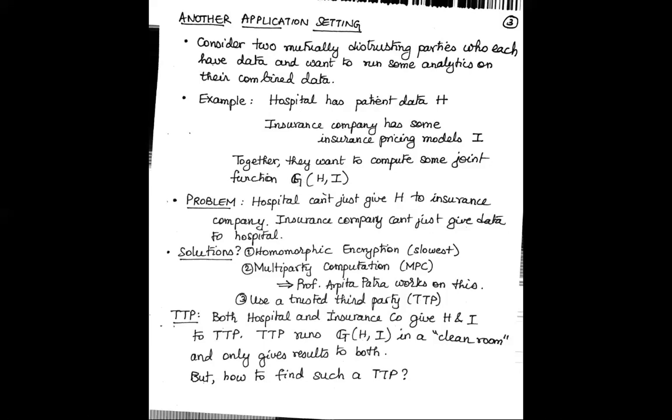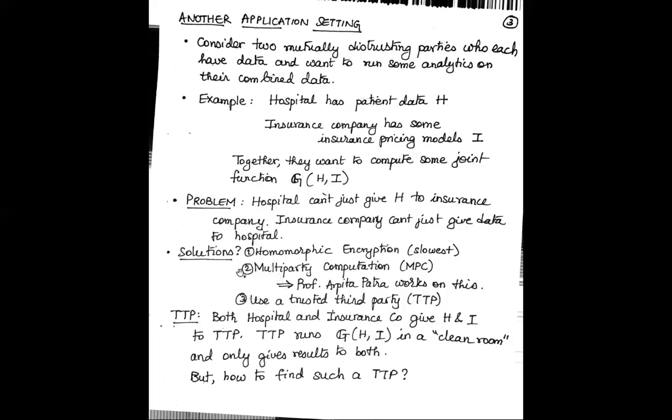So you can, of course, use homomorphic encryption. The hospital can encrypt this, the insurance company can encrypt this. Perhaps they share the same kind of key and give it to some trusted third party who then runs this computation and gives back the results to the hospital and the insurance company.